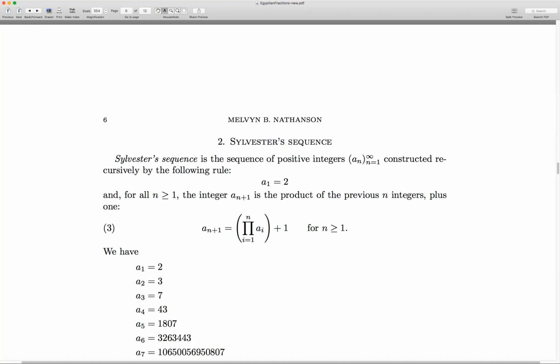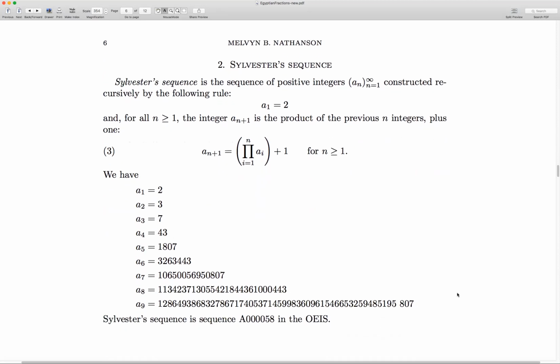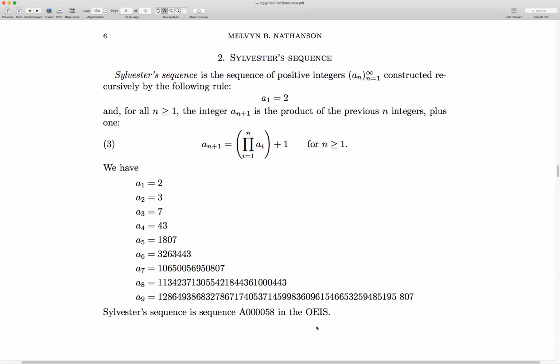So Sylvester's sequence is the following sequence of positive integers. It's constructed recursively as follows. A1 is equal to 2. And if you have A1 up to An, you get An+1 by taking the product of the first n numbers and adding 1. So the numbers go 2, 3, 7. They get big very, very quickly. And in the Online Encyclopedia of Integer Sequences, it is sequence A000058.